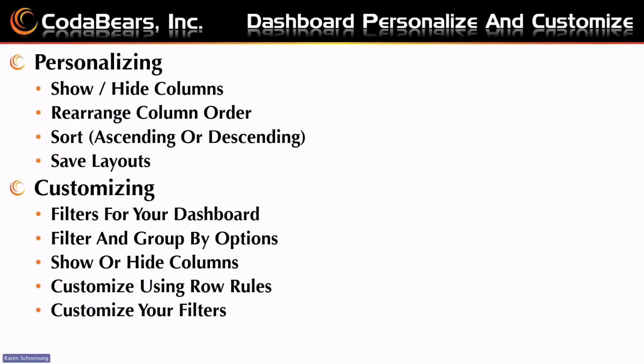Building on some of the previous demonstrations about dashboards, today I'll show you some ways to personalize and customize your dashboards. We'll cover different ways of personalizing by showing or hiding columns, rearranging your column orders, sorting, ascending or descending, and saving your layouts. And we'll cover topics for customizing: filters for your dashboards, filter and group by options, show or hide columns, customize using row rules, and customizing your filters. Then we'll go into more details on each of these subjects in the following slides.